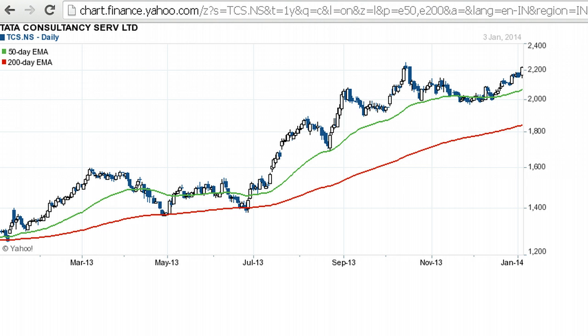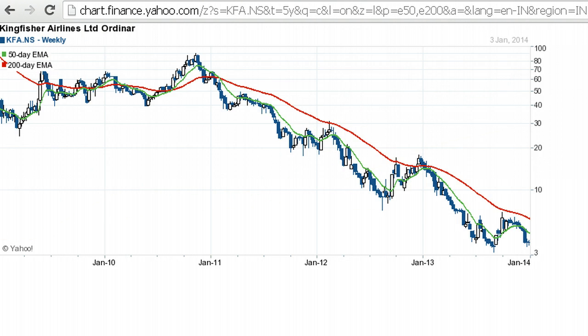Most of the other companies are relatively neutral or bad for a long-term investor or fundamentally weak. So let's check out. I'm going to show you another chart. We've seen Tata Consultancy. This is Kingfisher Airlines chart for the last 5 years, and we've again plotted the 50-day EMA and 200-day EMA lines.